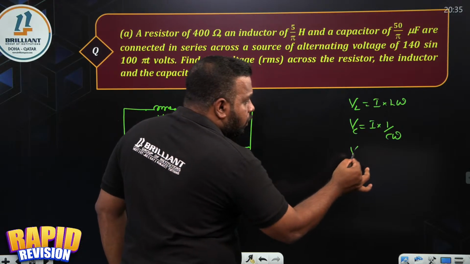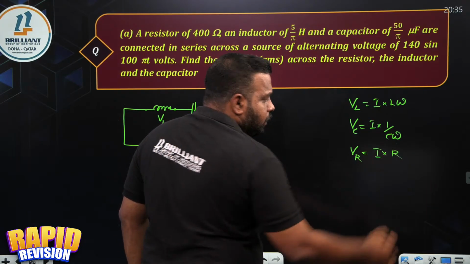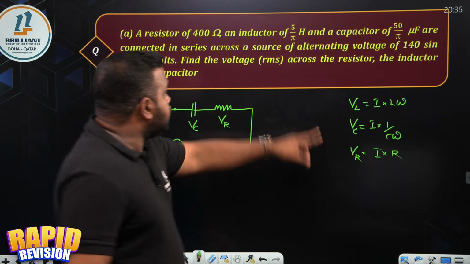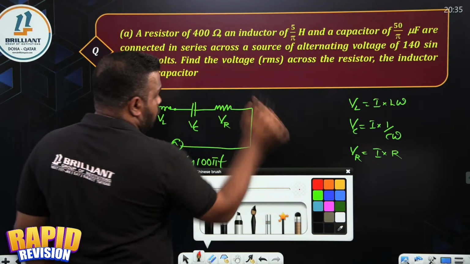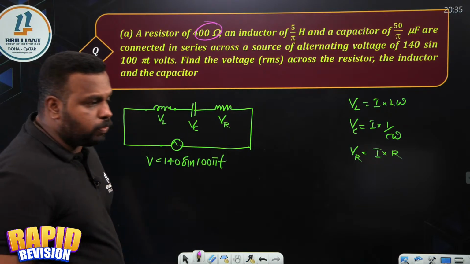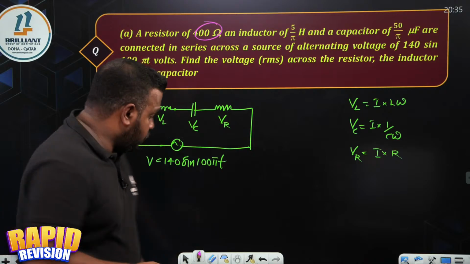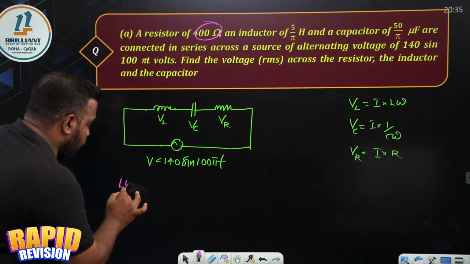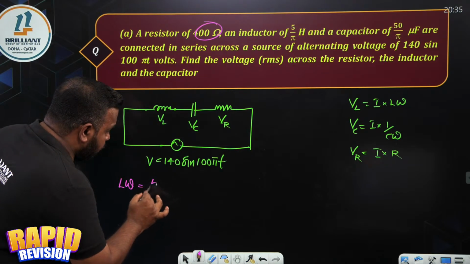And what about VR, the voltage across the resistor? It will be current into R. Resistance is given in the question. R is equal to 400 ohm. R is 400. L omega and 1 by C omega we have to find. How? L omega. L is given as 5 by pi.